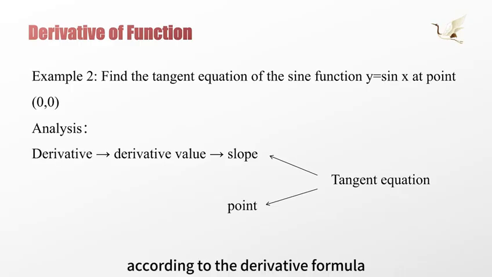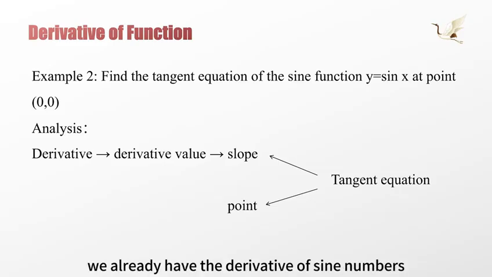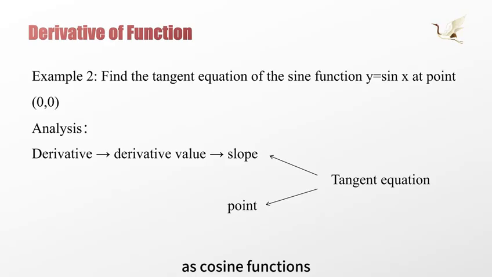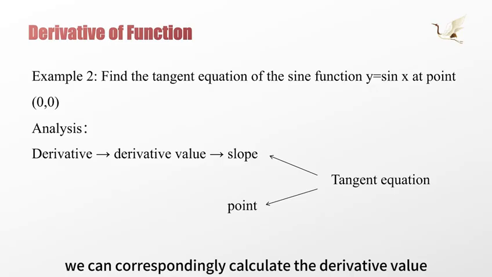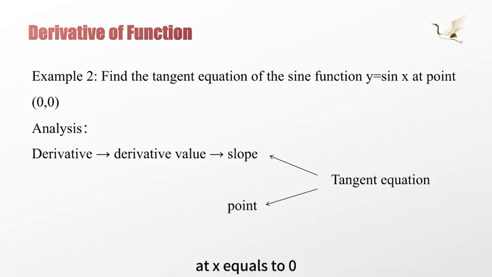According to the derivative formula table of basic elementary functions, we already have the derivative of the sine function as the cosine function. Therefore, with the derivative of the sine function, we can calculate the derivative value at x equals 0, that is, the slope of the tangent line. Combined with the slope and the point, the equation of the tangent can be written from the point-slope equation of a line. Let's explain it specifically.